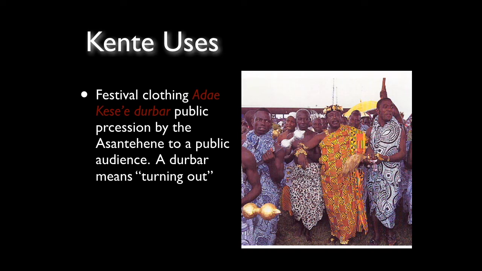Kente has a lot of different uses among the royal court. Its most celebrated use is during the Kese Durbar. The Durbar means sort of turning out, showing up and pledging your allegiance to the king. And during this, all the local chiefs come dressed in their finery, and they bring gifts, and they swear their oath of allegiance to the Asante.